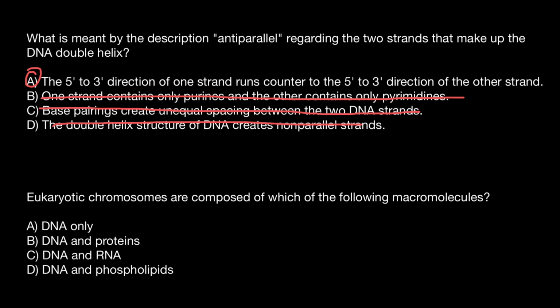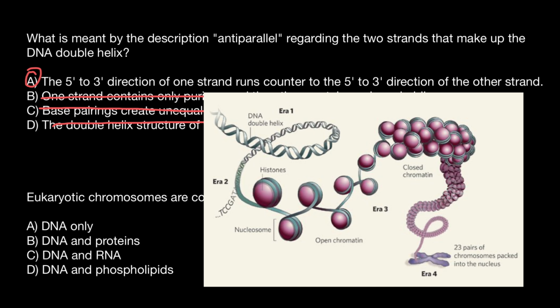And the second question is: eukaryotic chromosomes are composed of which of the following macromolecules? And here are the variants of the answers to choose from. In order to answer this question, I want you to take a look at this picture. As you see, a chromosome consists of DNA which winds around histones, which are proteins. These proteins are positively charged and DNA is negatively charged.